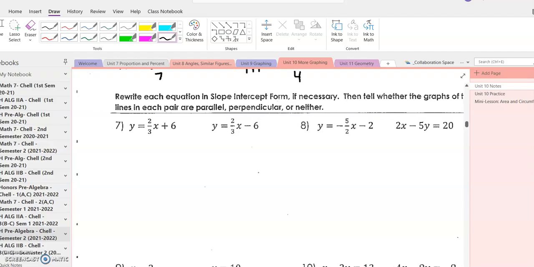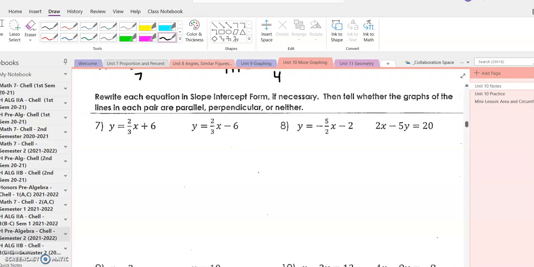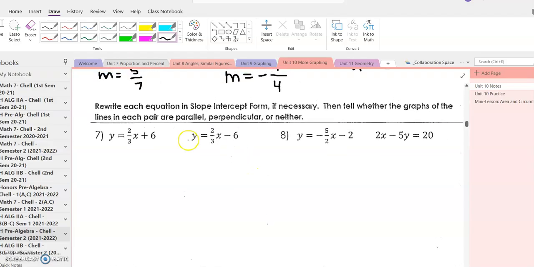One last problem. Two last problems. We're going to look at 7 and 8. Rewrite the equations in slope-intercept form if necessary, then tell whether the graphs of the lines are parallel, perpendicular, or neither. So if we look at number 7, y equals 2/3 x plus 6 and y equals 2/3 x minus 6. Well, to tell if they're parallel or perpendicular, we have to look at the slopes.